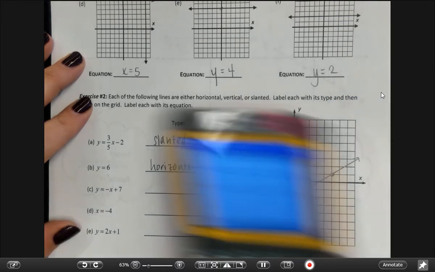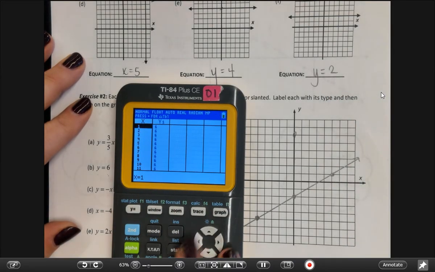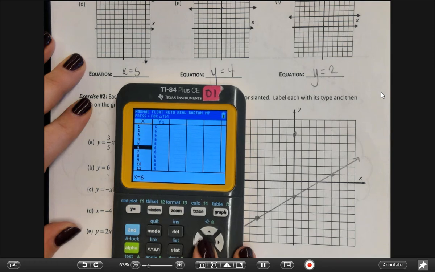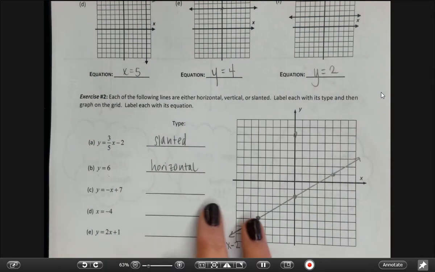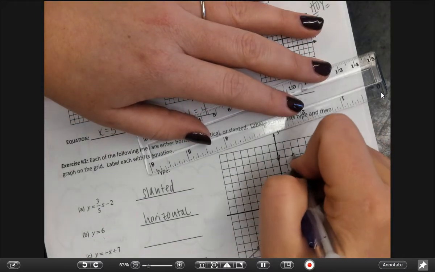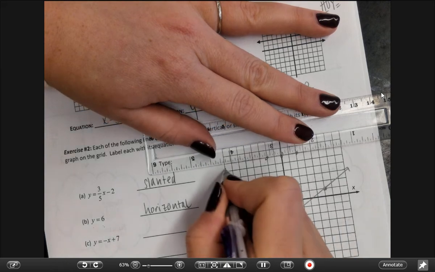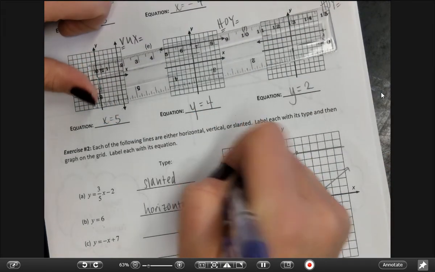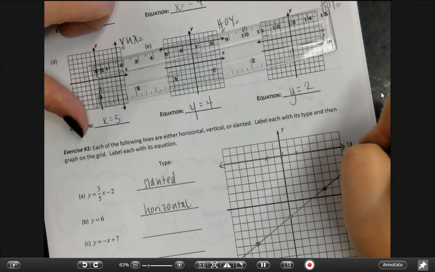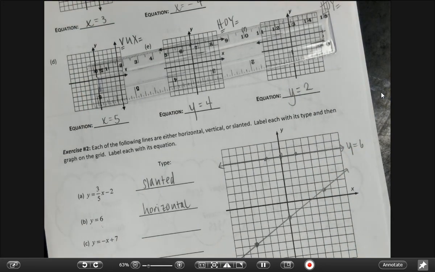Notice in your calculator what we're talking about here. Every x value is different, but the output is always 6. So I have a horizontal line here. Three dots make a line. So here we go. Should I name it? Oh yeah, you better believe it. Y equals 6.